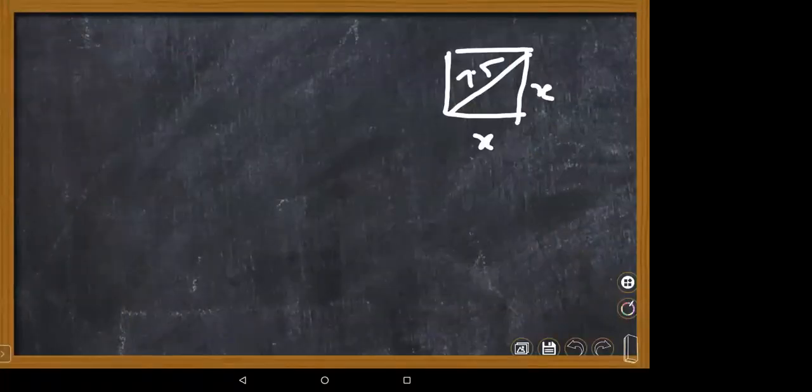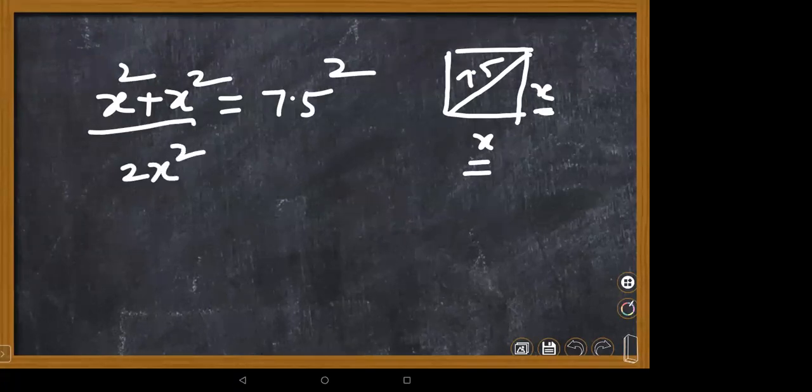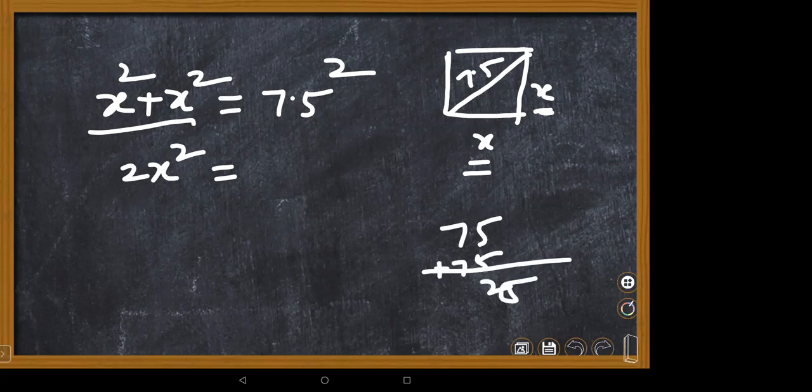Oh, okay. So that's why I'm taking x and x. Then x square plus x square equals 7.5 square. Right. 2x square equals 7.5 into 7.5. How much, Nana? Ma'am, 56.25. Yes, very good. 5625.